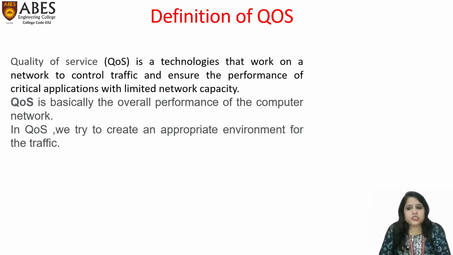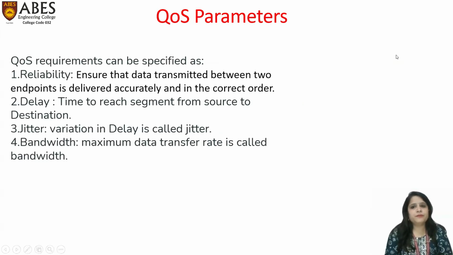If I'm talking about congestion control, what we do basically is try to remove the traffic in the network. What is traffic? Traffic is nothing but a continuous flow of data or packets. So in congestion control, we try to remove the traffic in a network so that we can avoid congestion. But here, we try to provide an appropriate environment for the smooth flow of the traffic, and that is called quality of service.